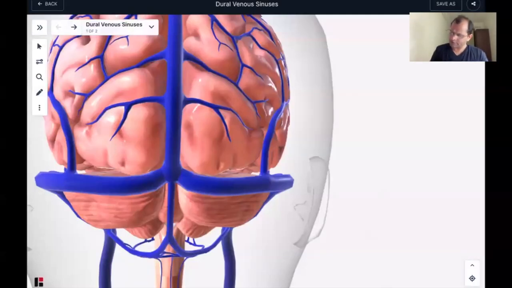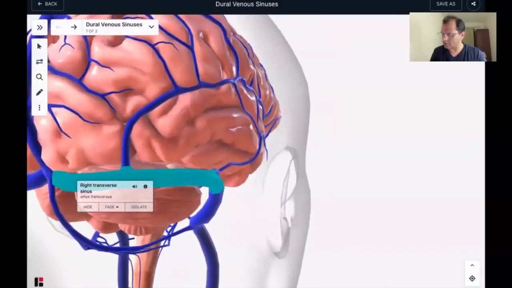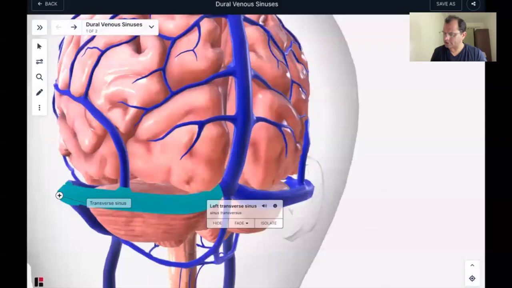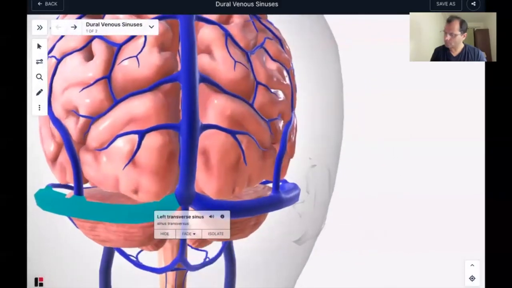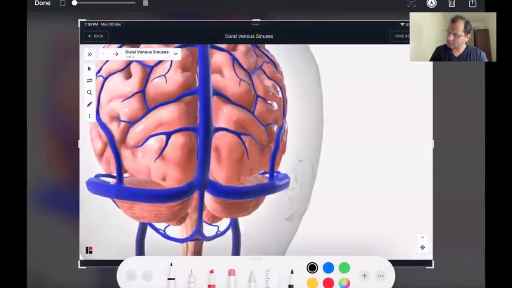Now we can see here one sinus going on the right side. We can see how it's curving around. One sinus going on the left side, we can see how it's curving around on the other side. Because it's at the transverse level, we are calling it the transverse sinus.